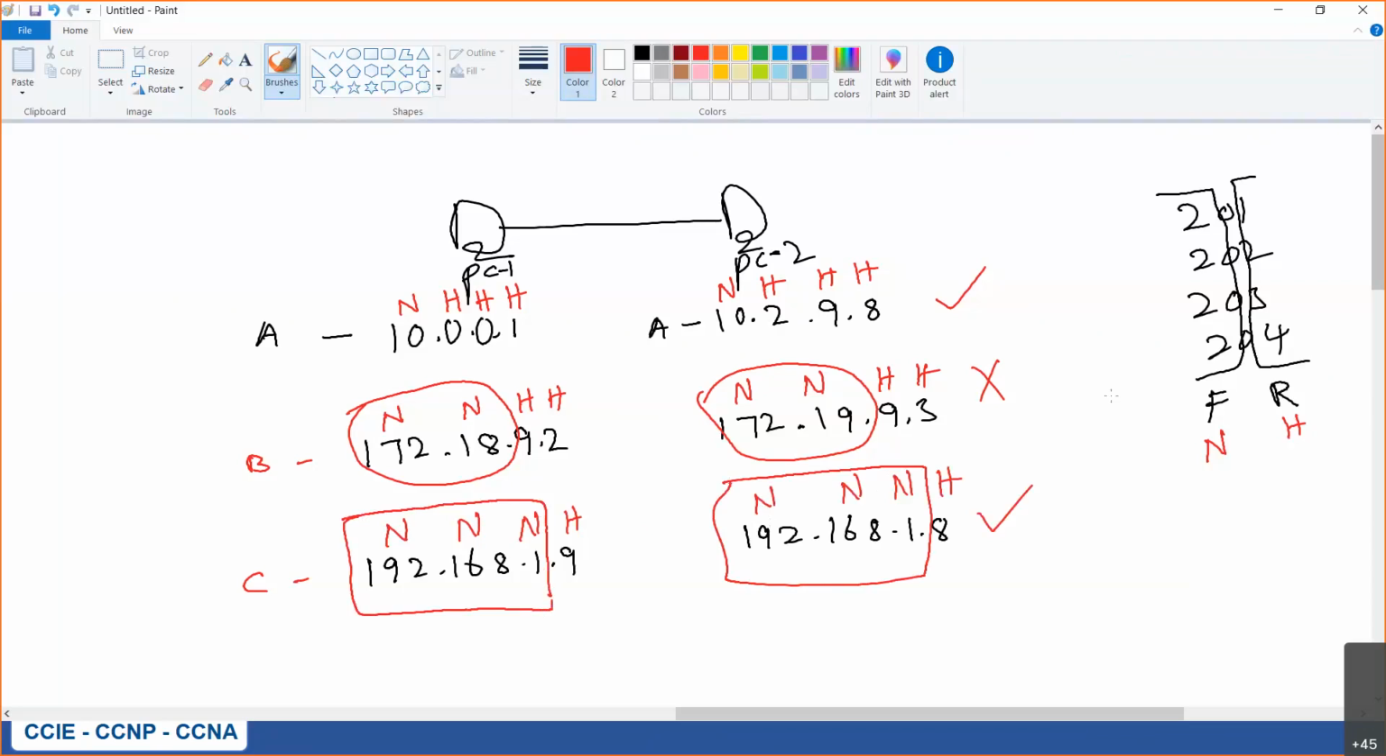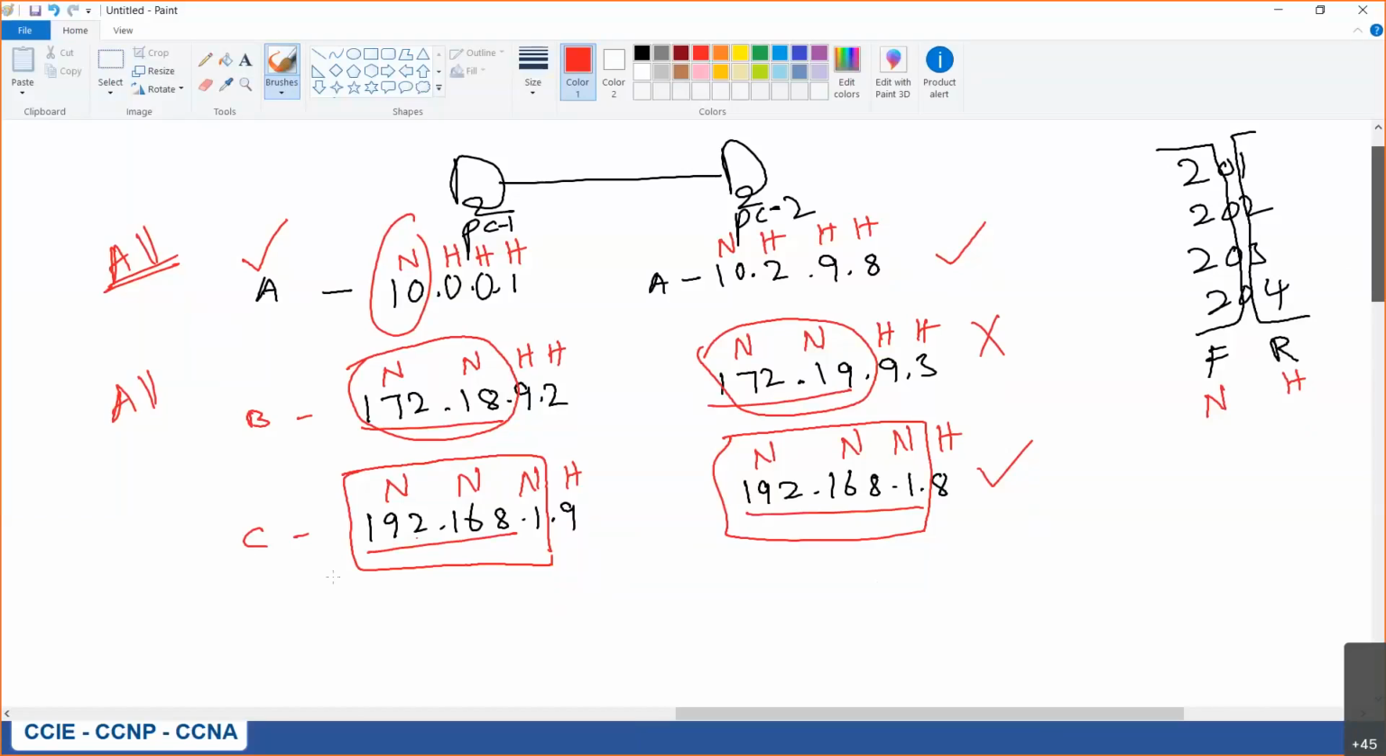So what you need to focus on: if an organization is using class A IP addresses, the first octet of all your devices should be the same. If your office is using class B addresses, the first 2 octets of all devices should be the same. And if within your office you're using class C addresses based upon your requirement, the first 3 octets should be the same. So these are things we need to focus on more. Okay. Now let me take one more example here.